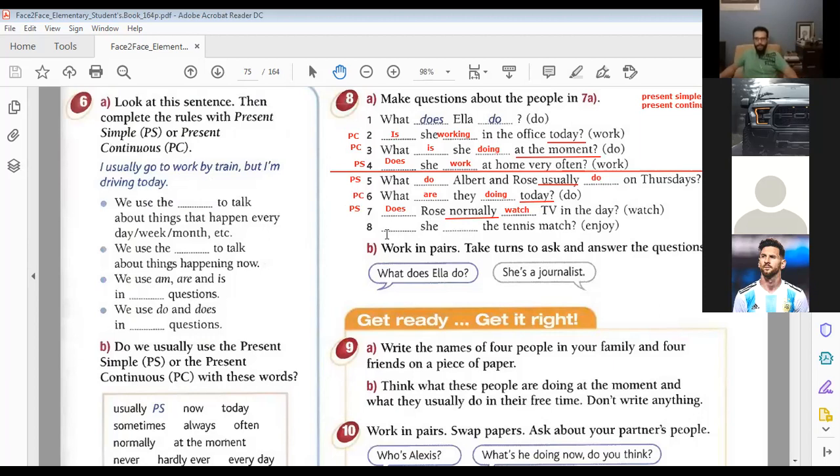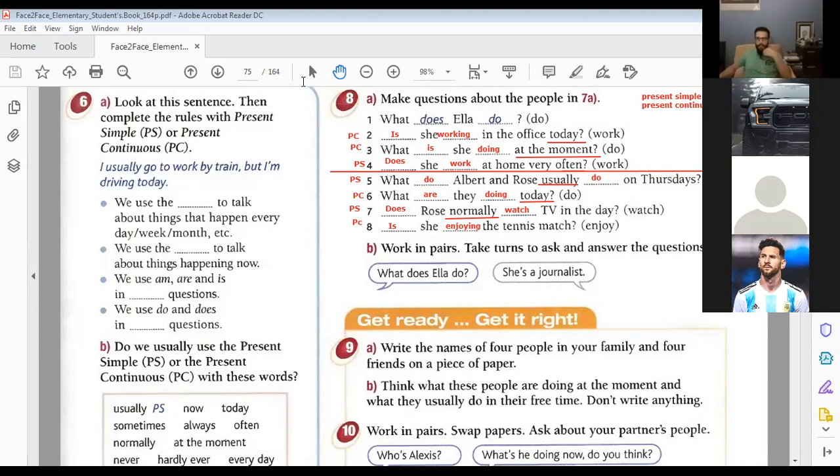Okay, number 8, Salma. Is she enjoying the tennis match? Very good. Is she enjoying? And what's the answer, Salma? Yes, she is. That's correct. Okay, so this is an example. This is all for today.